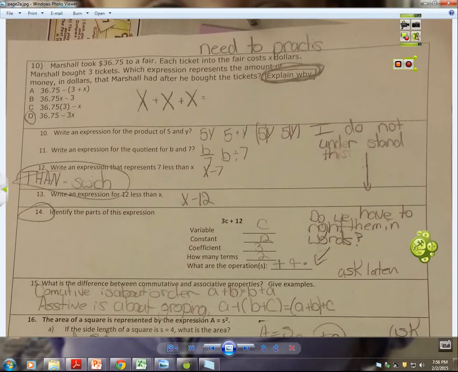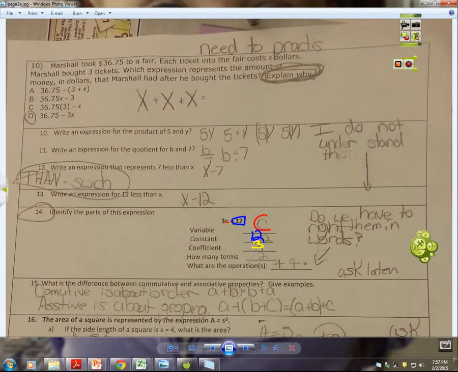14. Identify the parts of this expression. So the variable is the letter, which is C. The constant is the number without the letter next to it. And then the coefficient is the number with the letter, which is 3.